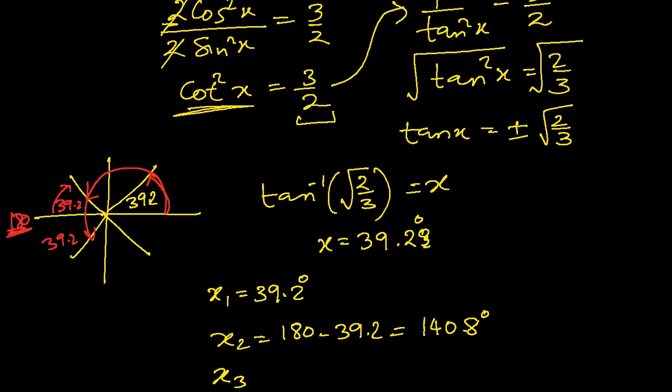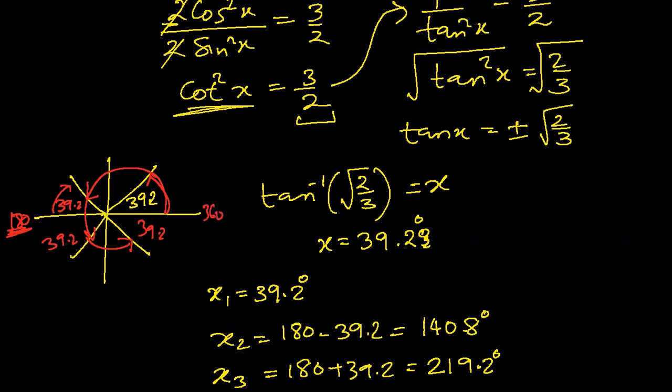Third answer will again go further and reach this line, which is 39.2 more than 180. Third answer goes to be 180 plus 39.2, which is 219.2 degrees. And finally, fourth answer will be here, this line, which is 39.2 lesser than 360.